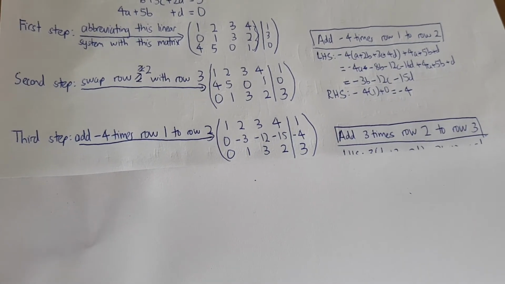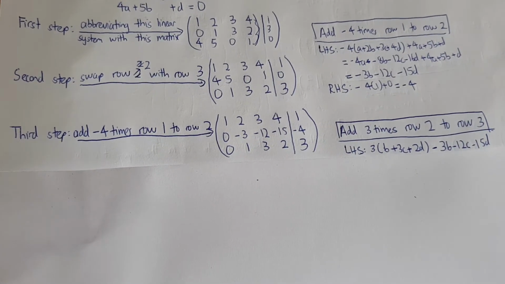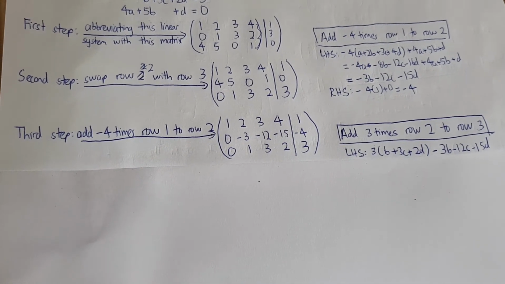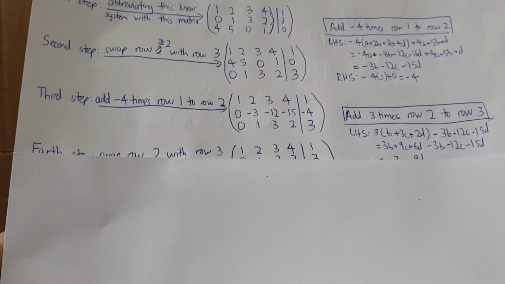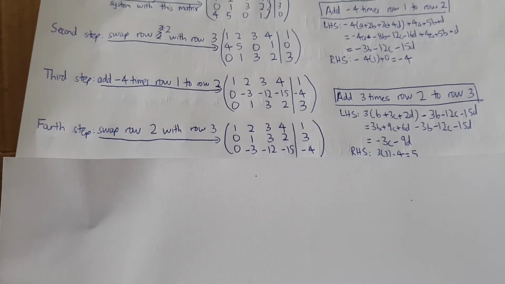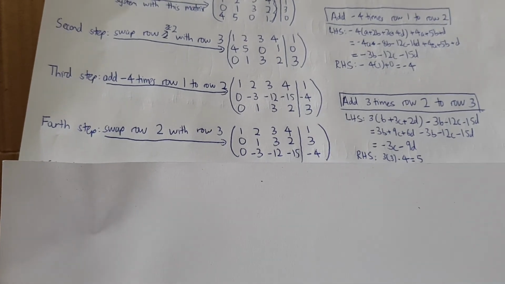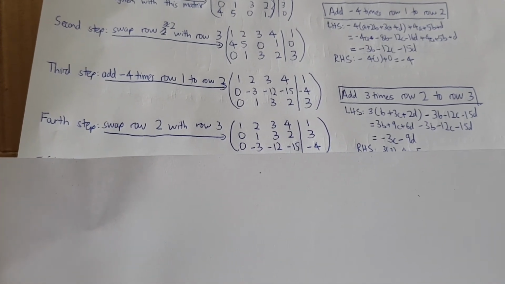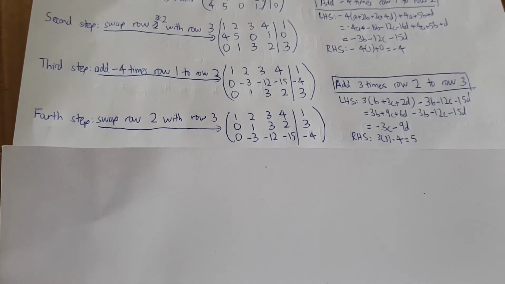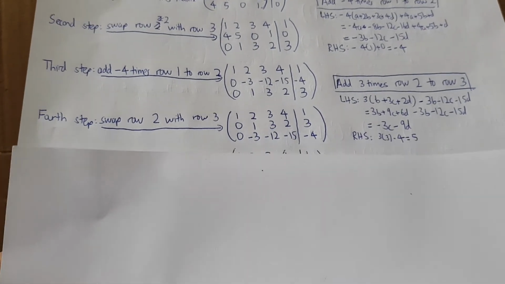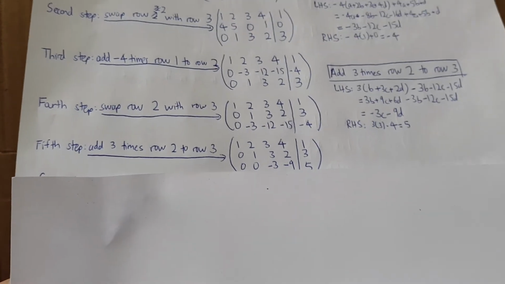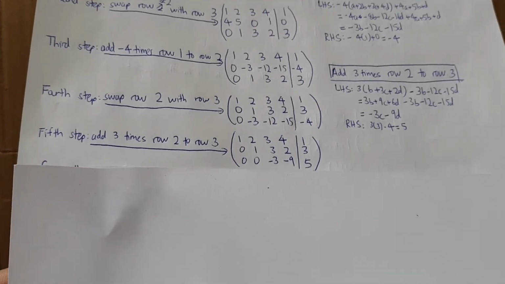The same thing, you notice that row 2 has a lower coefficient of b than row 3. Hence, we swap row 2 with row 3. Hence, you get this form. The same thing, you have to eliminate the b variable on the third row. Hence, we add 3 times row 2 to row 3. Hence, you get this form.